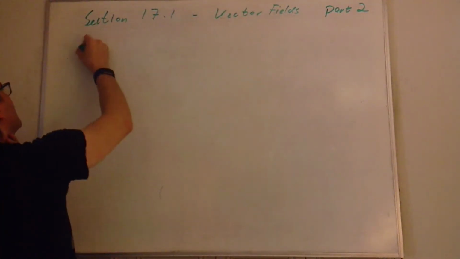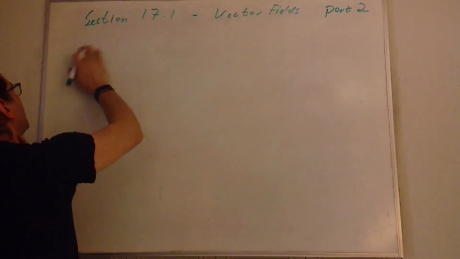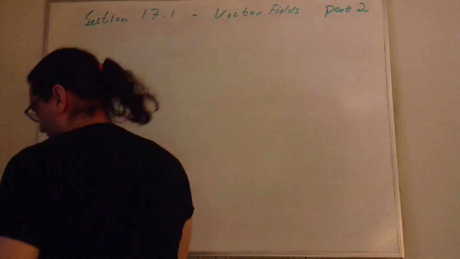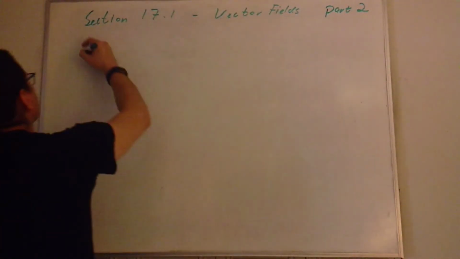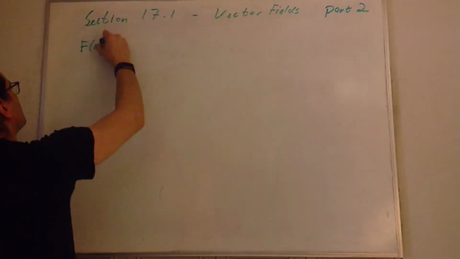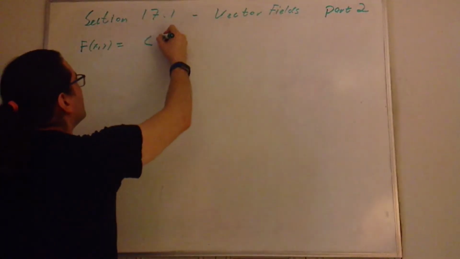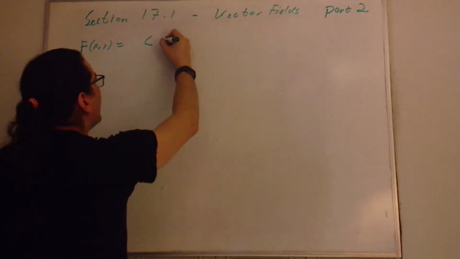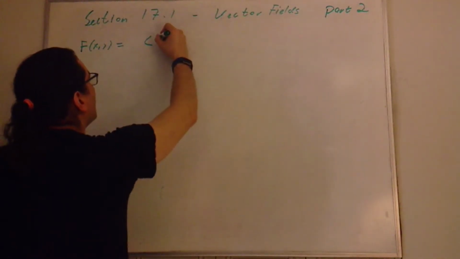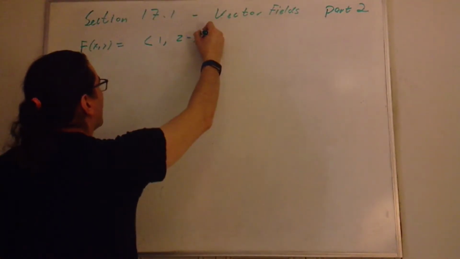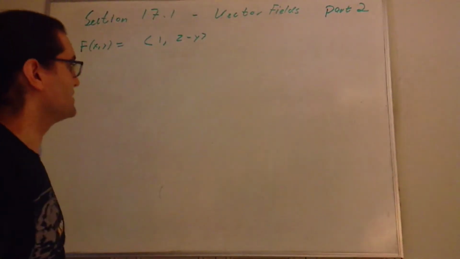Let's try something like, nope, not like that. Let's try something like f of x, y equals, let's do 1 comma 2 minus y. Let's see what this does for us.